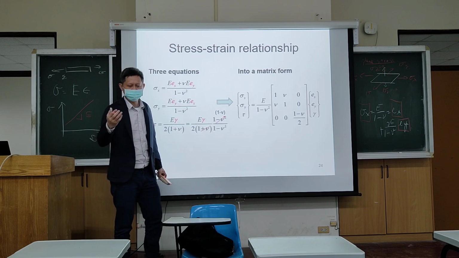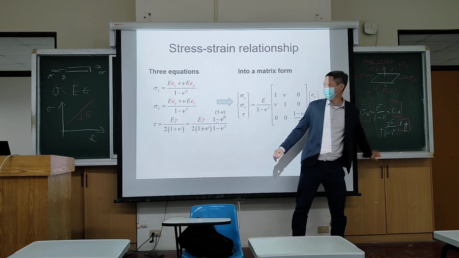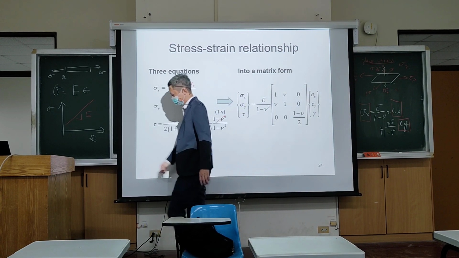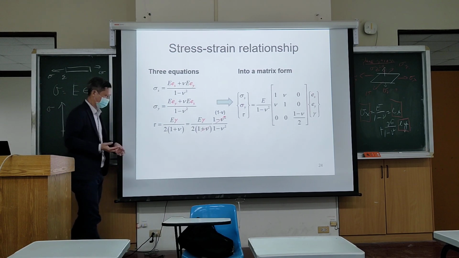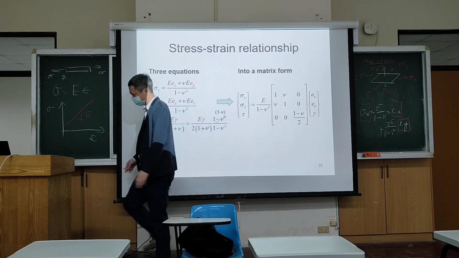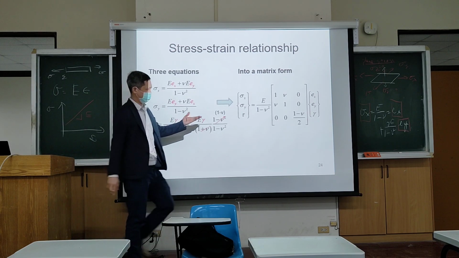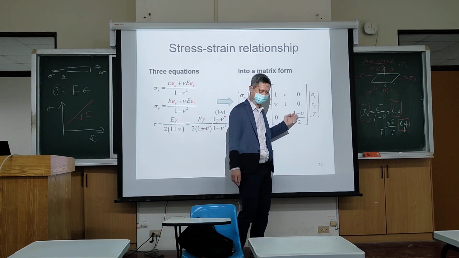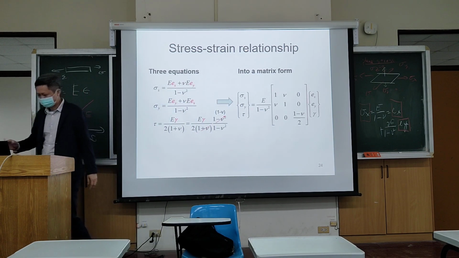So in this case, we know that the stress is a result of the coupled effect from the strain in the x direction and y direction. Likewise, you can write the same for the stress in the y direction. There's also a coupled strain effect in the x direction and y direction. The only one independent is the shear stress. Shear stress only depends on the shear strain. Okay? So they are simply calculated.